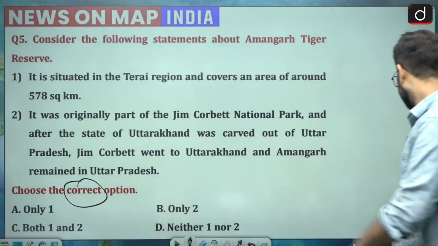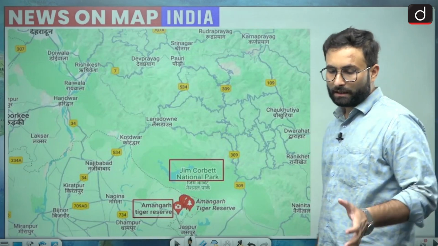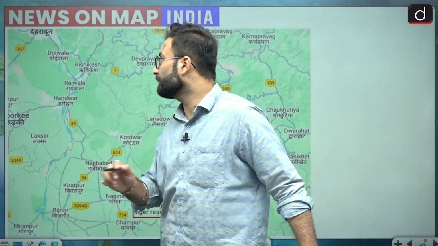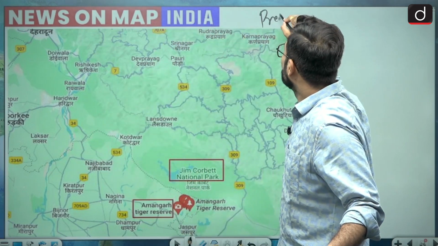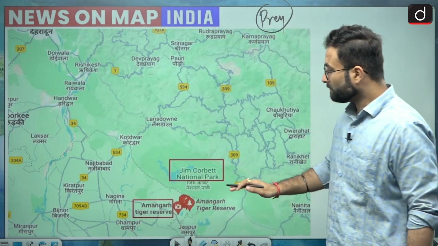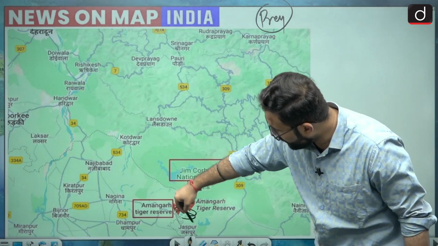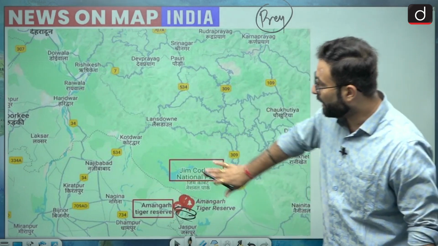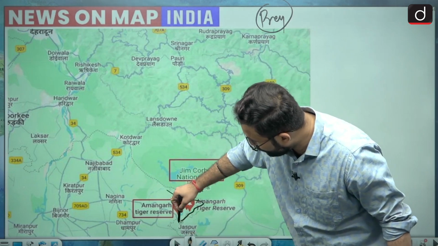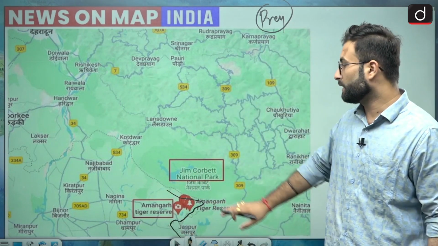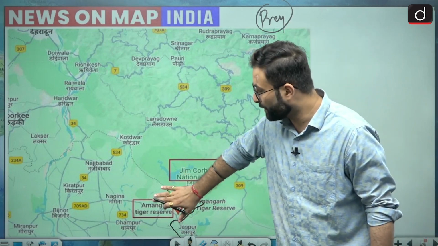Okay. Now coming to the map. Now, why was Amangarh in the news? Because when we talk about the tiger population, in this particular reserve the population has doubled, because of which there are concerns related to the prey. So that is why it was in the news. Now here you can see this is the area of Jim Corbett. This is the area of the Amangarh Tiger Reserve. And here you can see there is a boundary like this. So this is in Uttarakhand and this is in Uttar Pradesh.